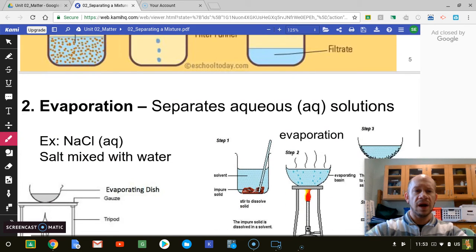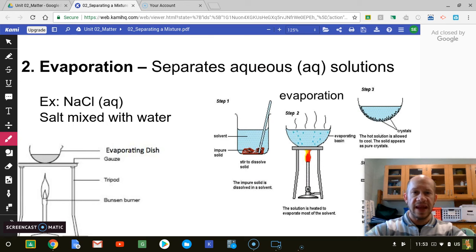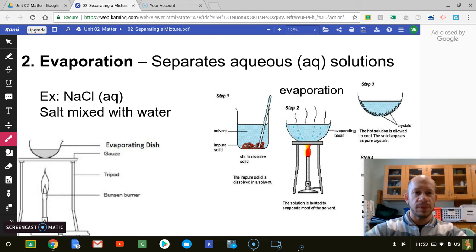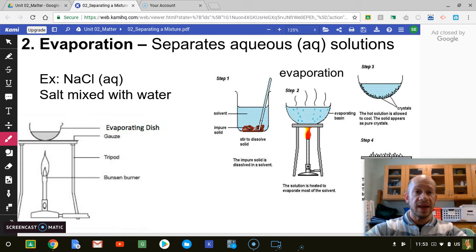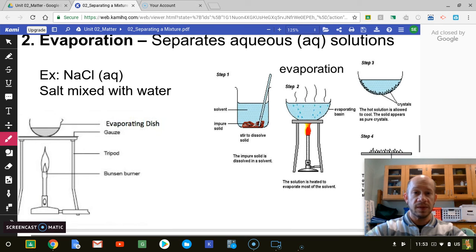Our second method is evaporation. This separates an aqueous solution. For example, sodium chloride dissolved in water. This is salt mixed with water. So what I would do is take my aqueous solution and put it in what we call an evaporating dish. I would then be able to heat that up to evaporate the water, and then what would be left over would be our salt crystals because they would not evaporate with the water.